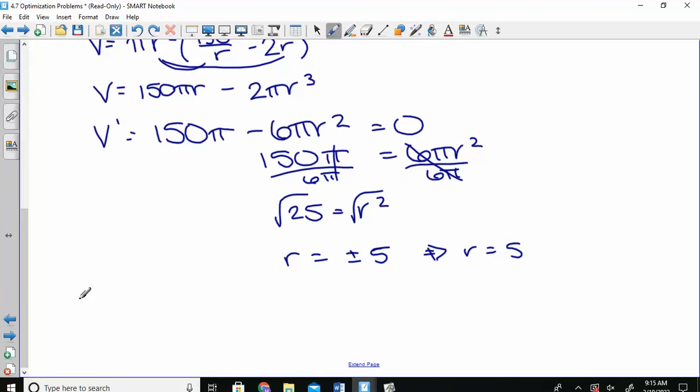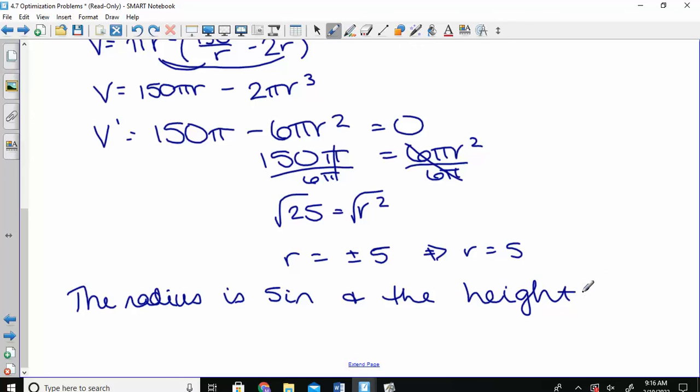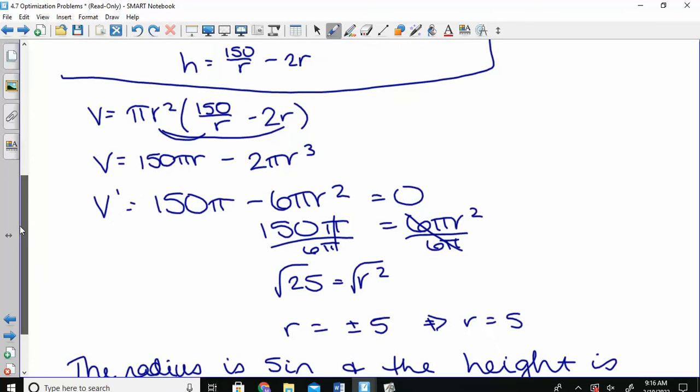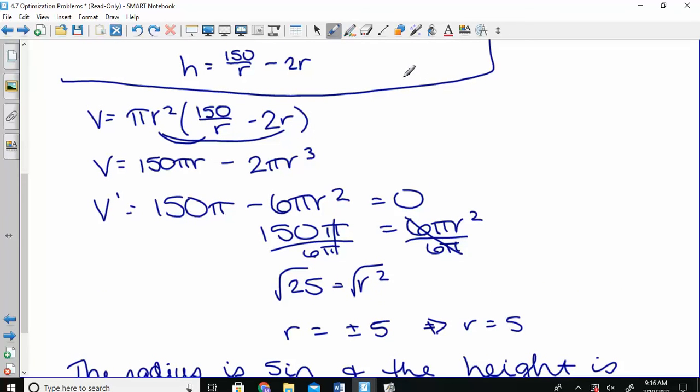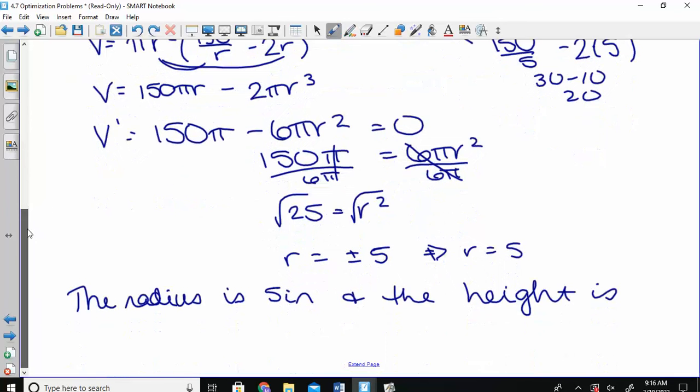So my question was for the dimensions of the can. In other words, we need the radius and the height. So the radius is 5 inches and the height is, so to find that we look back, remember h was 150 over r minus 2r. So that's 30 minus 10, or 20.